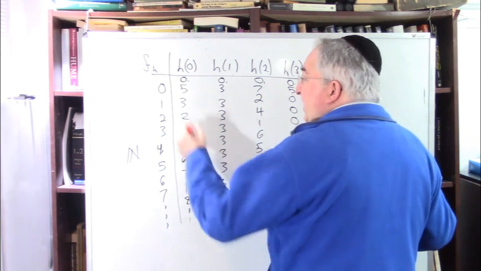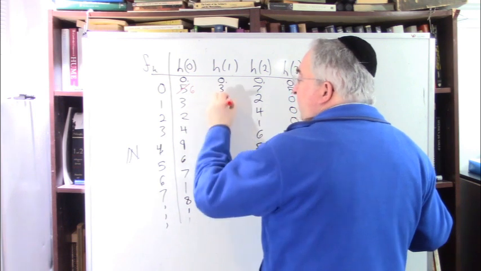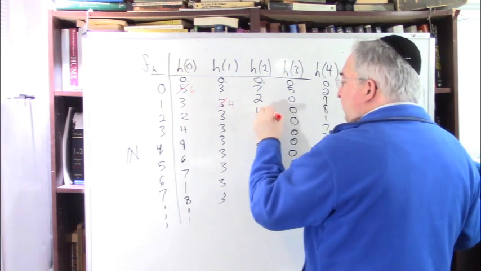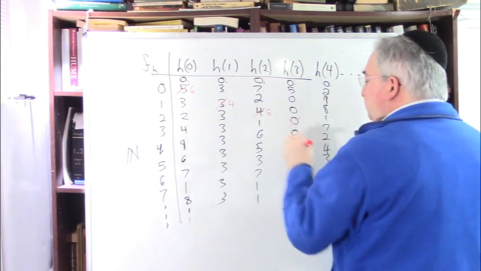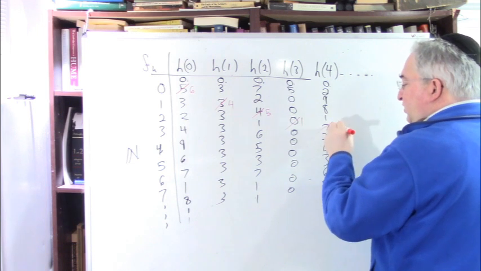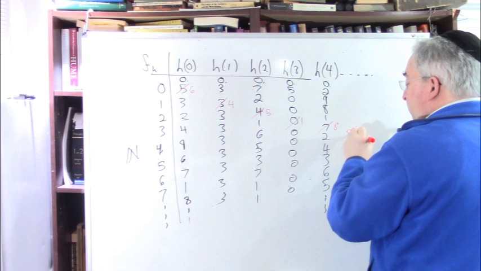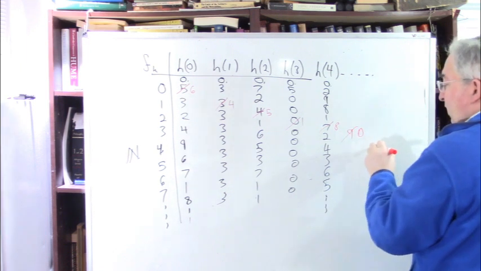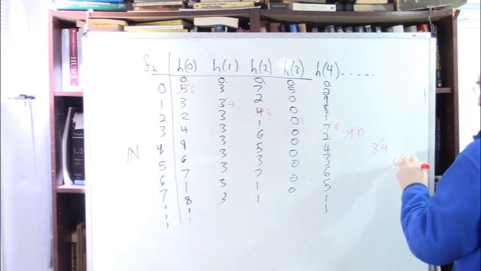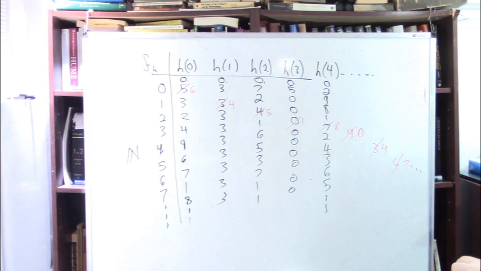We did it by a diagonal. Here's a 5, I changed it into a 6. Here's a 3, I changed it into a 4. Here's a 4, I changed it into a 5. Here's a 0, I changed it into a 1. Here's a 7, I changed it into an 8. Here's a 9, I changed it into a 0. Here's a 3, I changed it into a 4. Here's a 6, I changed it into a 7. Dot, dot, dot. Okay, main point.